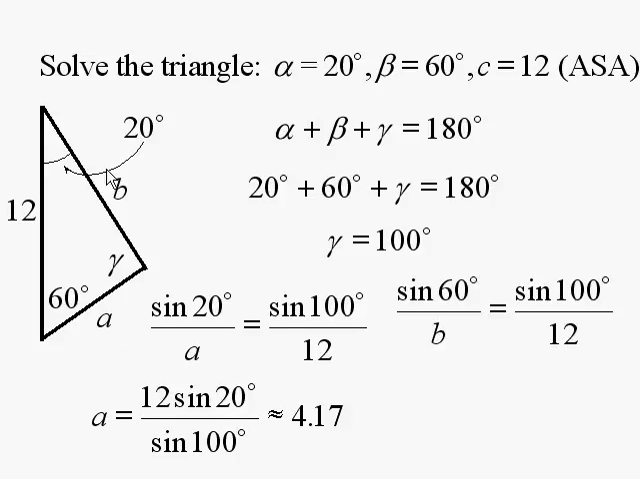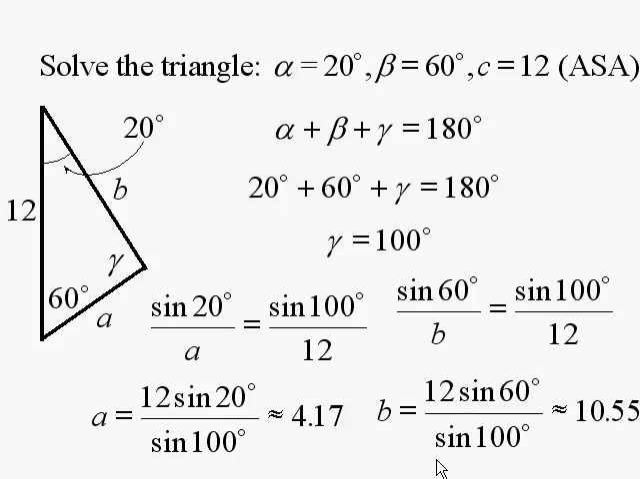And now for the third side, B, 60 degrees I know, B I don't know. Now I've got a pair of an angle and a side opposite. So I can solve for B, 12 sine 60 degrees over sine 100 degrees. And the calculator again gives me a value for B, 10.55. My picture looks reasonable: less than the longest side of the triangle, bigger than what I found to be the shortest side.